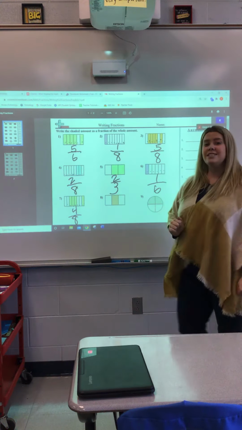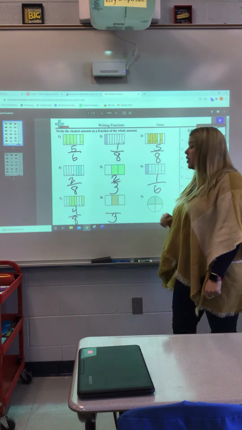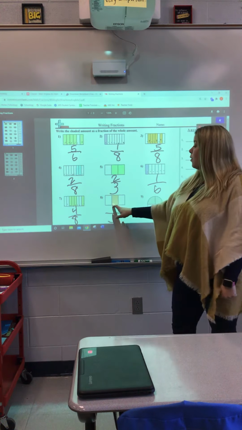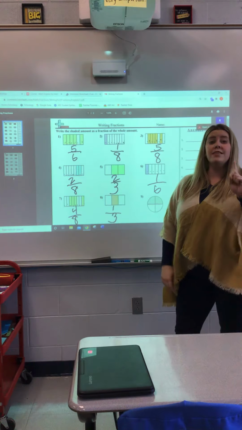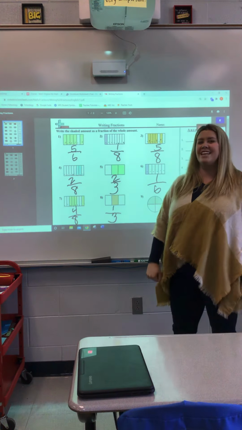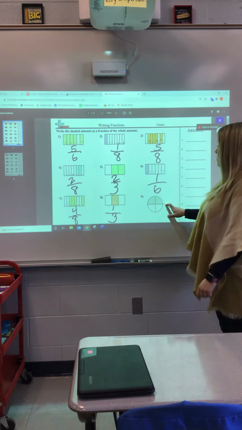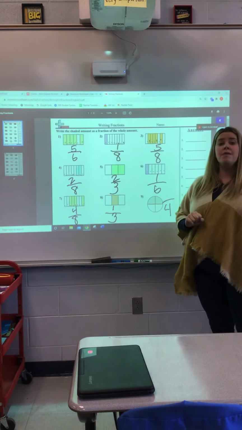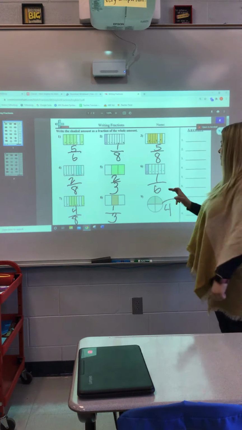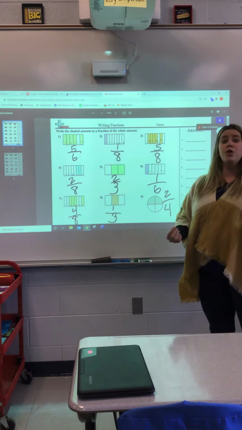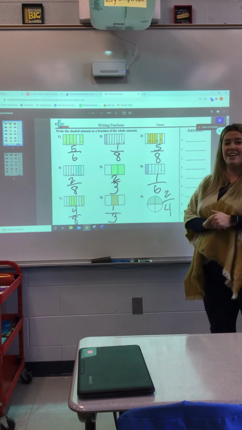What about number 8? I have 3 parts total for my denominator. 1 is shaded. So 1/3 of that shape is shaded. And then what about number 9? How many parts are there total? 4. How many of them are shaded? 2. So 2/4 of that circle is shaded.